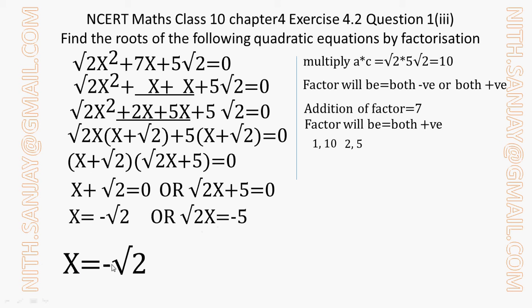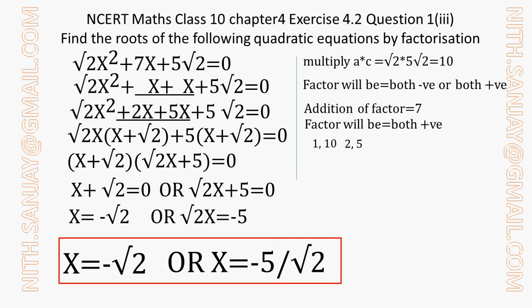Now x is equal to minus root 2, I have written as it is. From this equation I will divide both sides by root 2, so I will be left with x is equal to minus 5 by root 2. So x is equal to minus root 2 and x is equal to minus 5 by root 2 are the two roots of this quadratic equation.